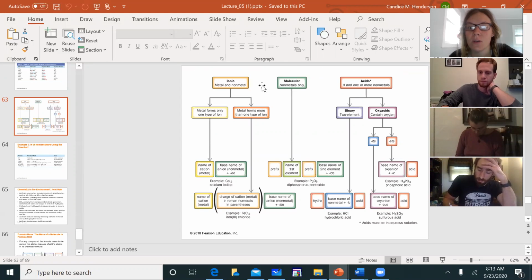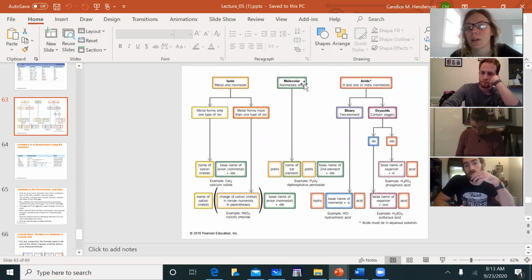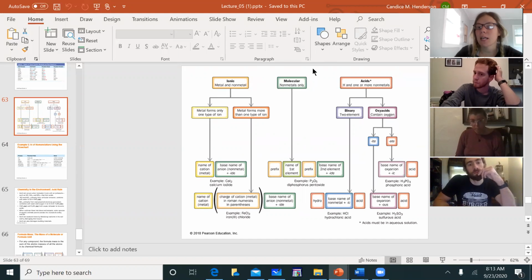So the first thing you have to do is determine, is it ionic, is it molecular, or is it an acid? When dealing with something that's ionic, we are going to have a certain way of naming that is different than if it's molecular, and it's different than if it's an acid. So the first thing when you go to name something is figure out what the compound is, divided into ionic, molecular, or acid.